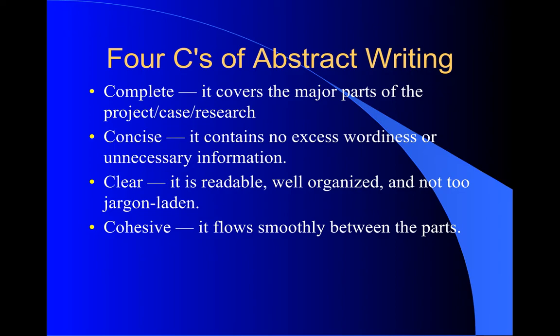Now, there are 4 C's that we keep in mind when we're writing abstracts. It has to be complete. So it needs to cover everything about your paper, including the conclusion. So like I said in class, if you're one of those people who thinks, I don't want to give it all away, the abstract is supposed to give it all away. So your conclusion and the findings of your paper should be right there in the abstract from the very start.